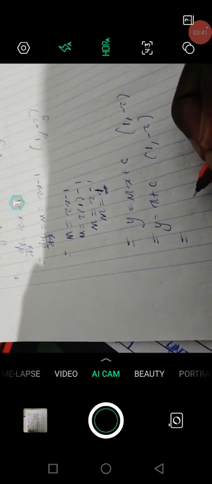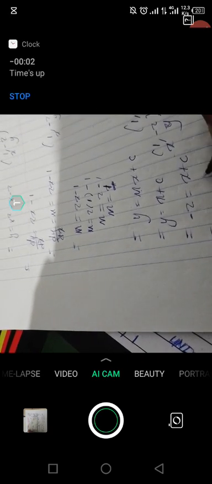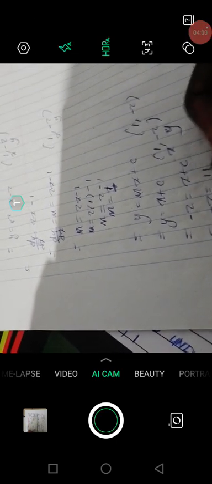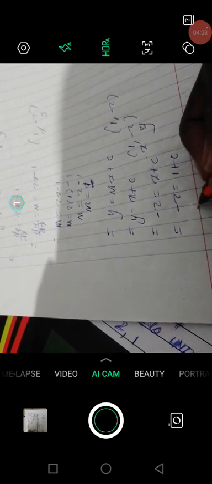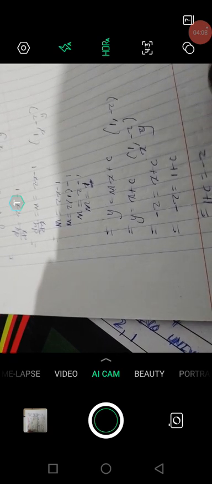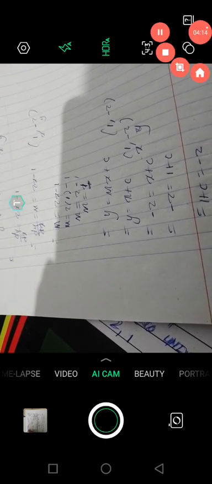So this is x, this is y. Where y is, I'll be putting negative 2, because I'm looking for the value of c. Negative 2 is equal to x plus c, sorry, I forgot to replace x. So negative 2 is equal to 1 plus c, which means c is equal to negative 2 minus 1, so c is equal to negative 3. Okay, so that is that.